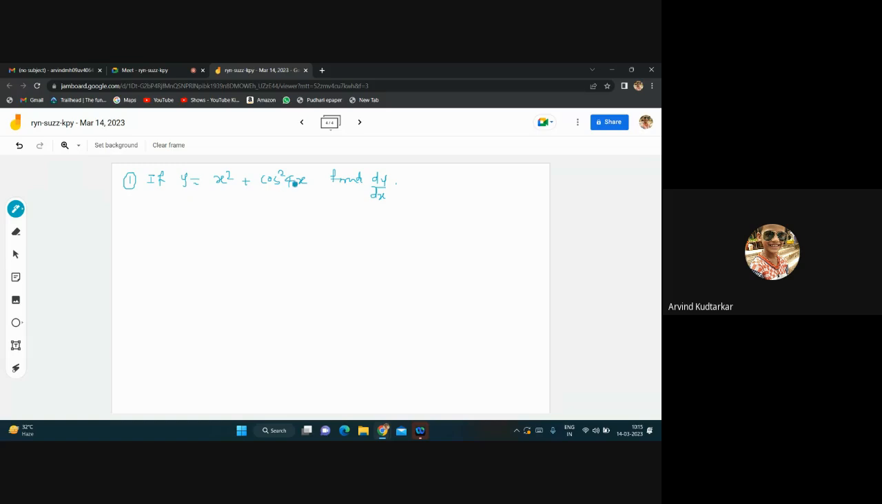Okay. So in this function there is a sum of two functions. So how to get their derivative? The derivative of a sum is equal to the sum of their derivatives. That is dy by dx. I will write the steps directly. It is nothing but d by dx of the sum, that is x square plus cos square 4x. Okay. So we need to find the derivative of x square first. And what is the derivative of x square? It is a power function. The derivative of x square is 2x.